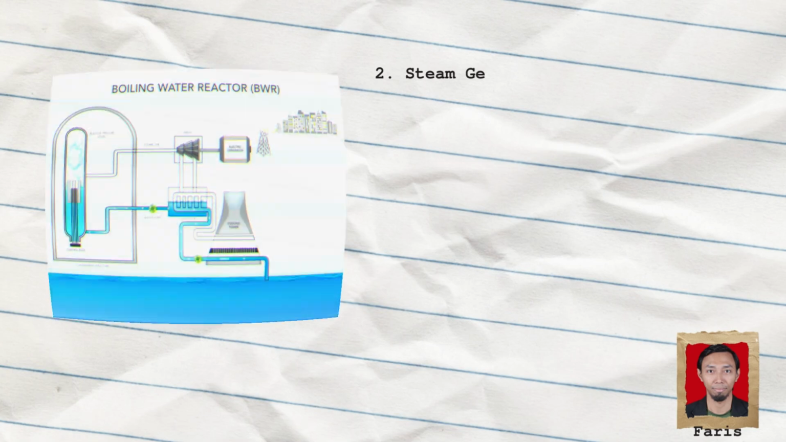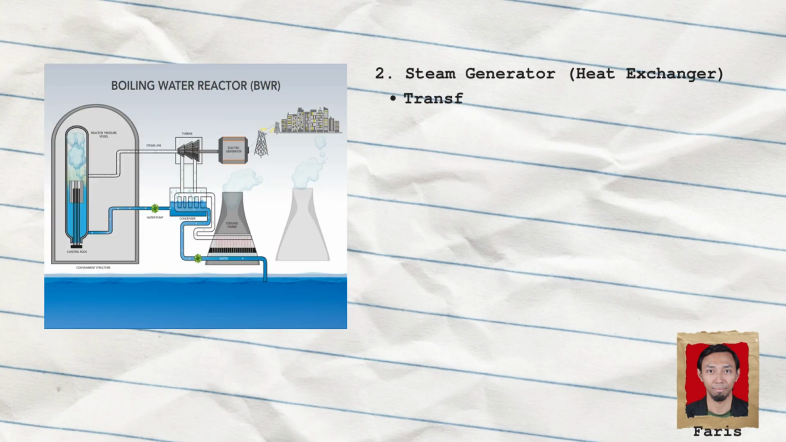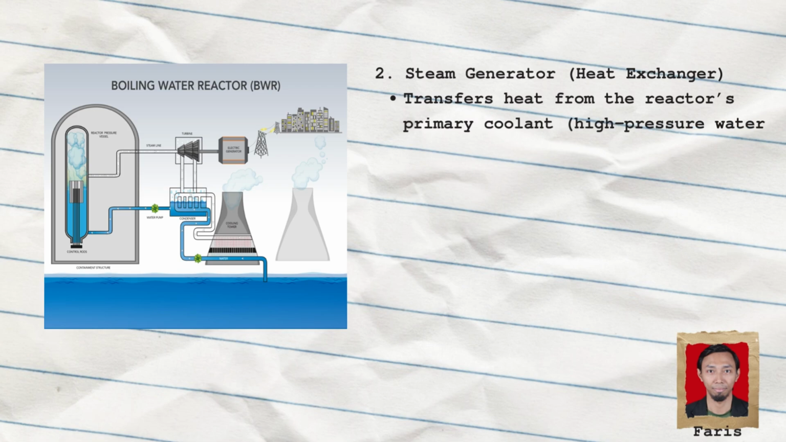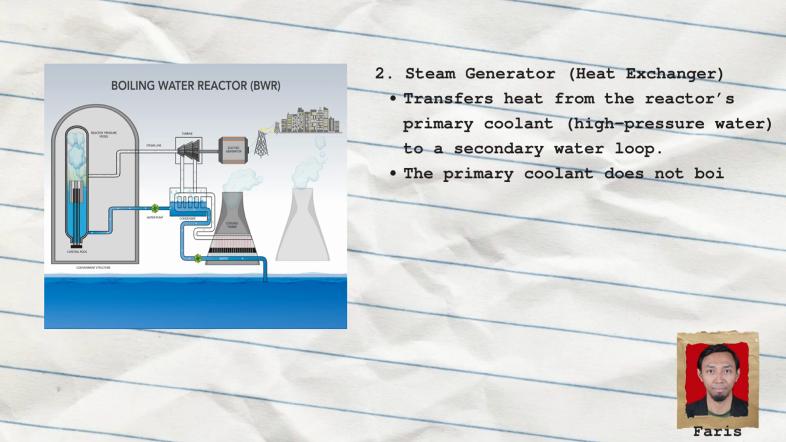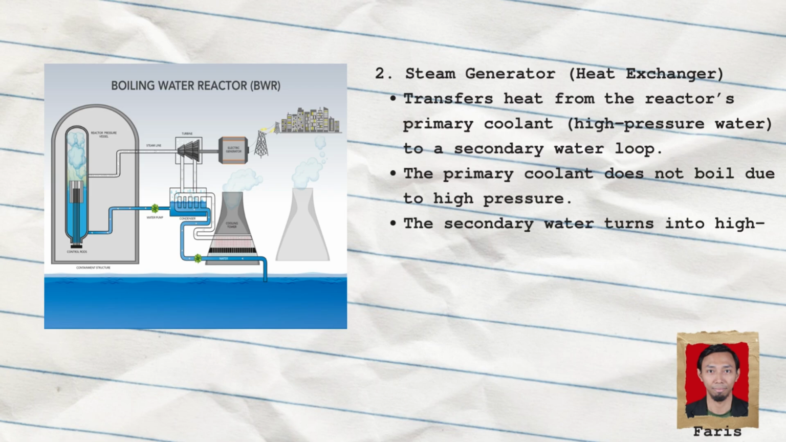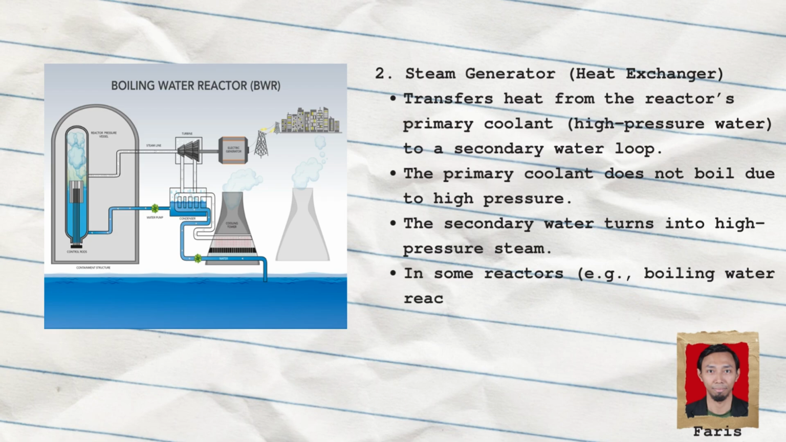Second component, steam generator. It transfers heat from the reactor's primary coolant, high pressure water, to a secondary water loop. The primary coolant does not boil due to high pressure. The secondary water turns into high pressure steam. In some reactors, for example boiling water reactors, steam is produced directly in the reactor.